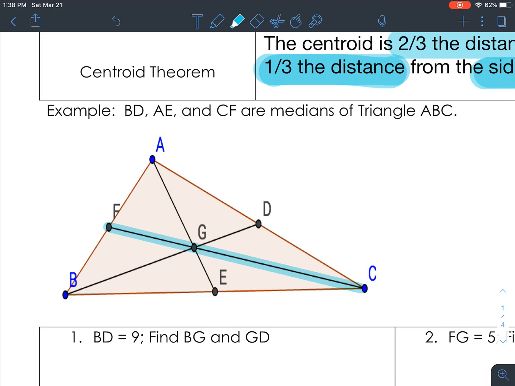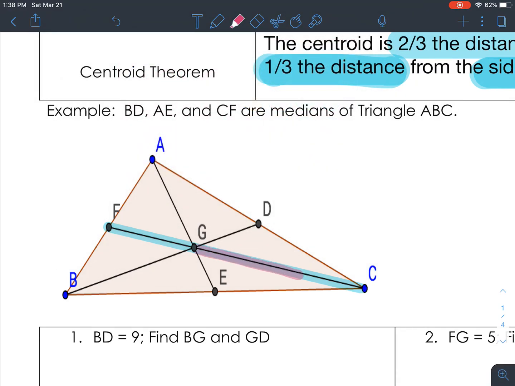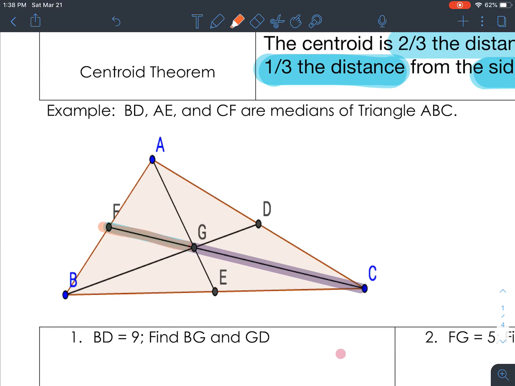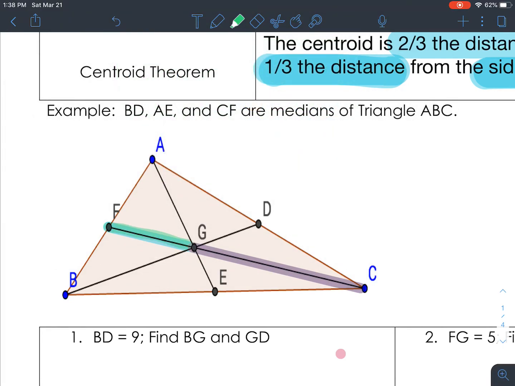Now look within that median CF. Do you see how G is not right in the middle? It's never going to be right in the middle. More distinctly, we have a longer segment: from G to C is going to be longer than from G to F. So you're always going to have a long segment and a short segment within that full median.